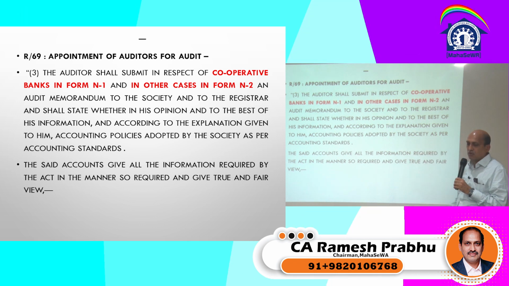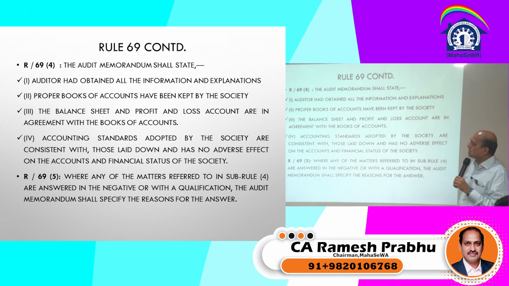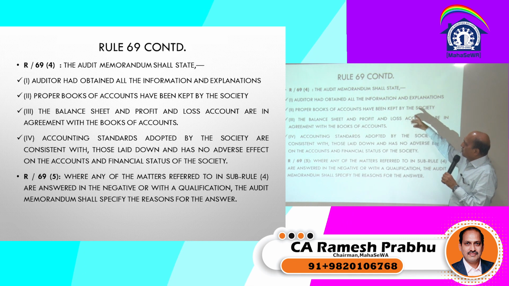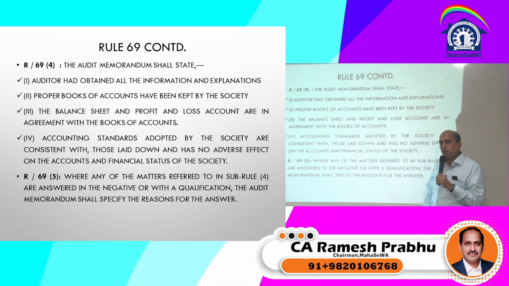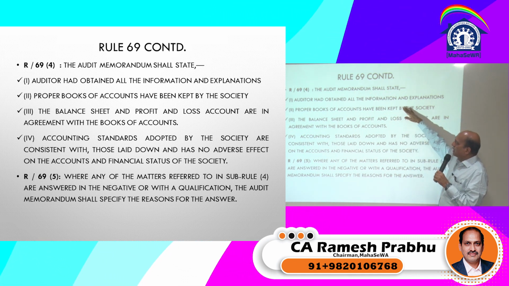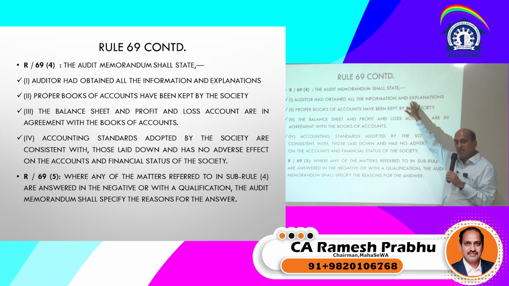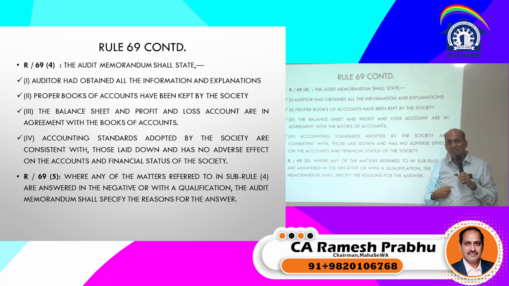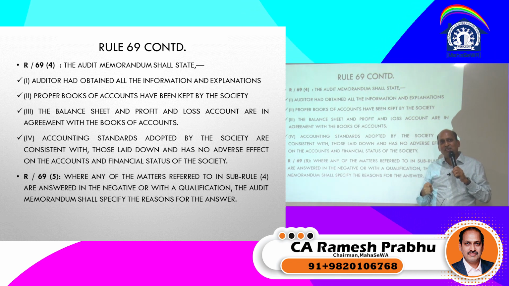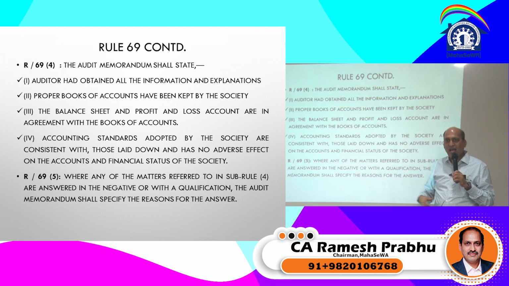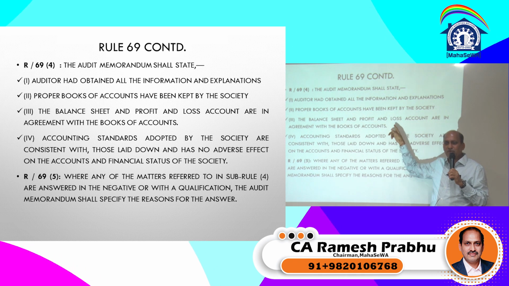It has to be in that particular format which is given in rule number 69. The audit memorandum shall state what? The audit memorandum says the auditor has obtained all the information and explanations. That means now as an auditor I am saying that all the information and explanations have been received by me. I am certifying it. I am giving a report.